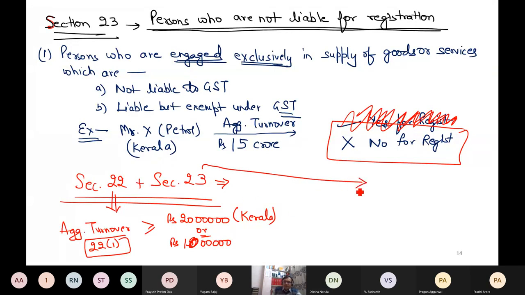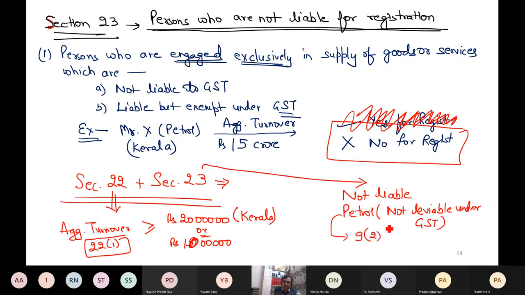But now what does 23 say? Not liable. So if you are a supplier of petrol, and I told you that petrol is not leviable under GST, it is not leviable under GST laws. Do you remember under which section it is written? It is written in 9(2) and 5(2) of IGST.